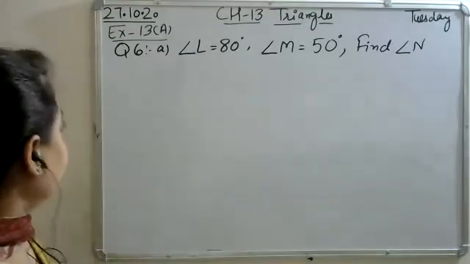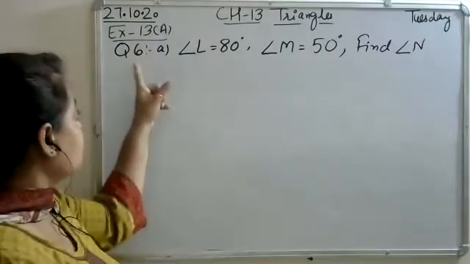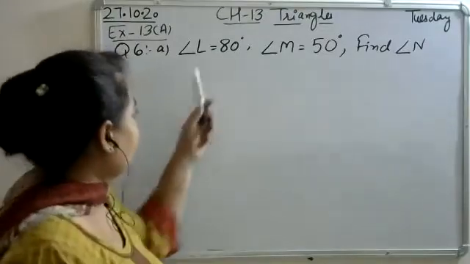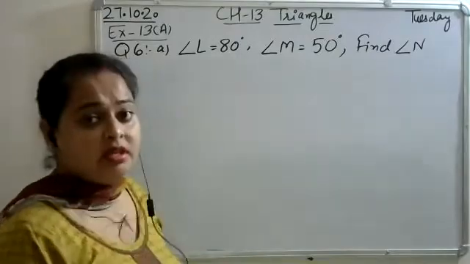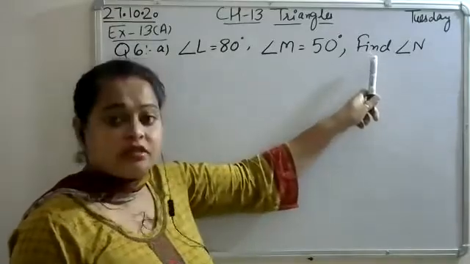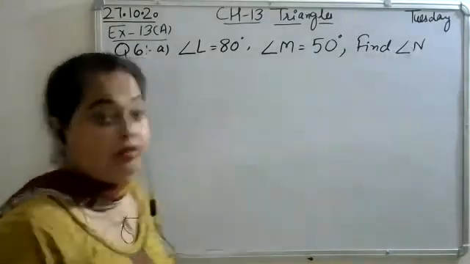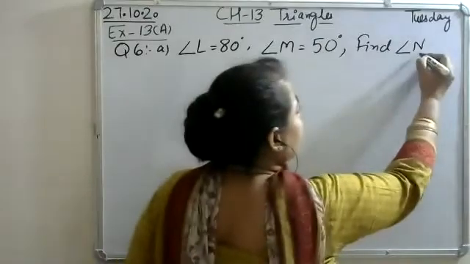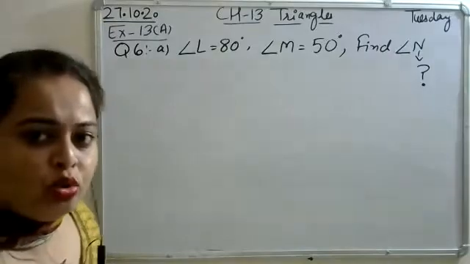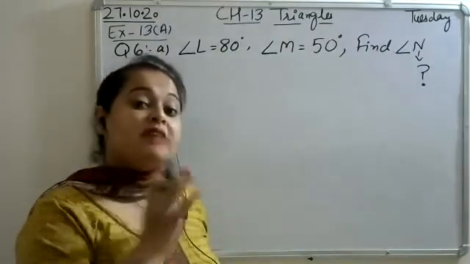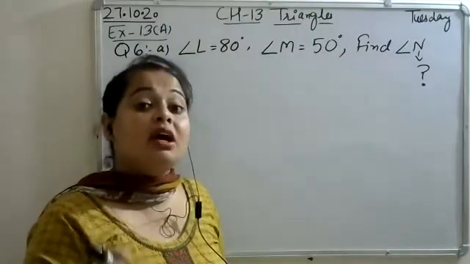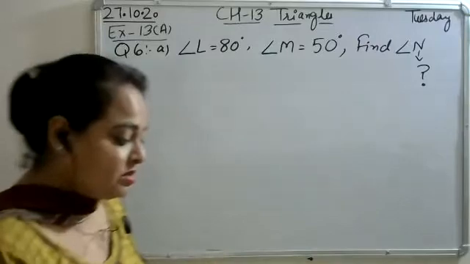Now come to exercise 13A. Sixth question. A part: angle L is 80 degrees, angle M is 50 degrees, and the question is to find angle N. It means angle N is the question mark. Now, according to you, which property is applicable in this question? Angle sum property or triangular inequality? Write down in the chat box.